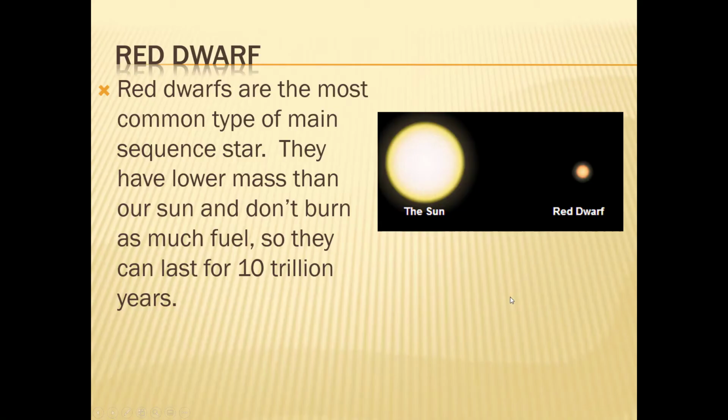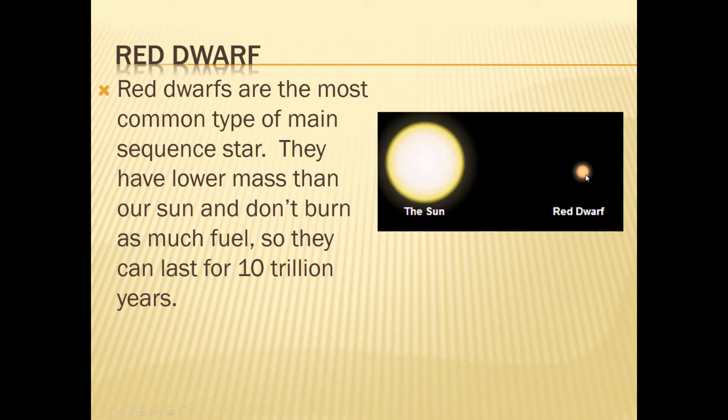Alright, so the most common kind of star that exists in the solar system is a red dwarf. Here would be our sun compared to a red dwarf. It's a lot smaller, it's a lot cooler because it's red. Red tends to be a cool color. They have lower mass, they collected less hydrogen in the beginning of their life than other stars. And so because of their small size, they don't burn fuel as quickly, so they tend to last longer.